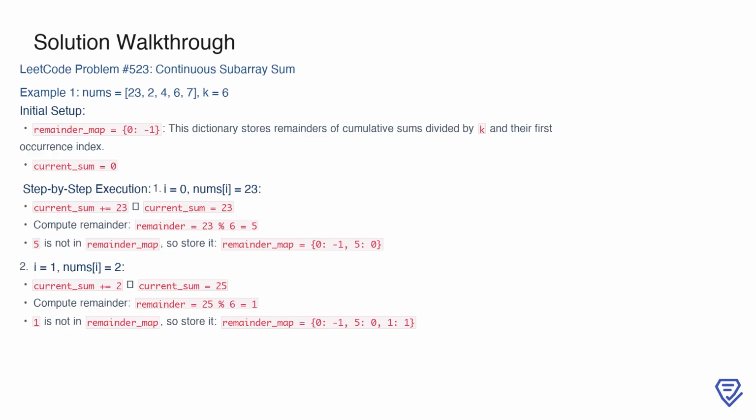Now, as we iterate through the array, we update current_sum by adding the current element. For the first element, 23, the cumulative sum becomes 23. Computing the remainder when 23 is divided by 6 gives 5. Since 5 is not already in remainder_map, we store it along with the index 0. Moving to the next element, 2, the cumulative sum updates to 25. The remainder of 25 divided by 6 is 1. Again, since 1 is not in remainder_map, we store it with the index 1. At this point, our dictionary has the mappings 0: -1, 5: 0, 1: 1.